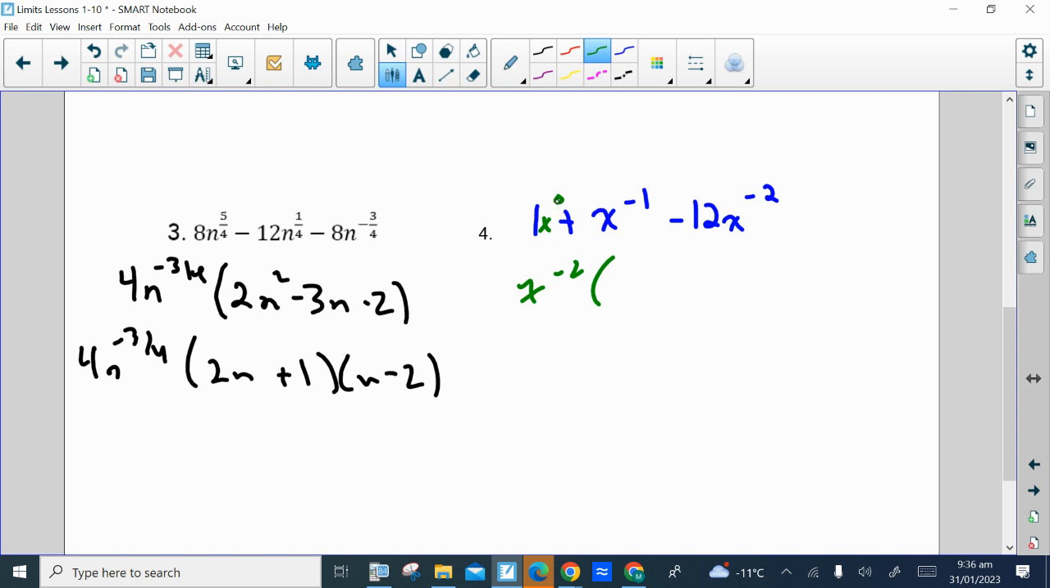When you divide the x's, it'll be 0 take away -2, which will be 0 plus 2, x squared. When you divide the middle term by the common factor, x divided by x gives you +1. -1 take away -2 becomes -1 plus 2, which is x to the 1. And -12 divided by 1 is -12. When you divide the x to the -2's by themselves, they cancel. And this factors to x plus 4, x minus 3. So there's the complete factors.